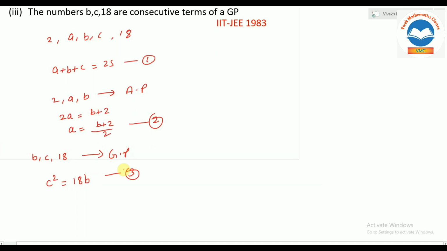What we will do? We will substitute this 2 and 3 in equation number 1. So we will get A plus B plus C equal to 25. Substitute here A, B, C values. A is B plus 2 by 2, plus B will be 1, plus C will be root of 18B, and this will be equal to 25.